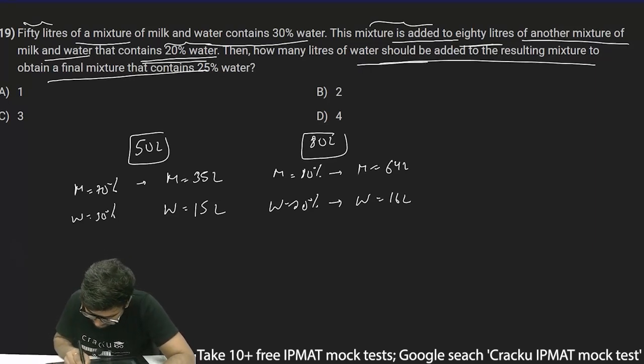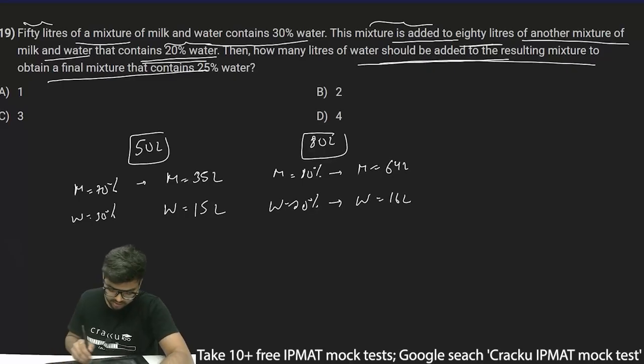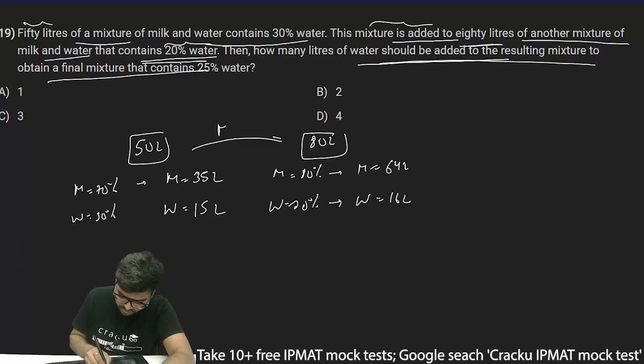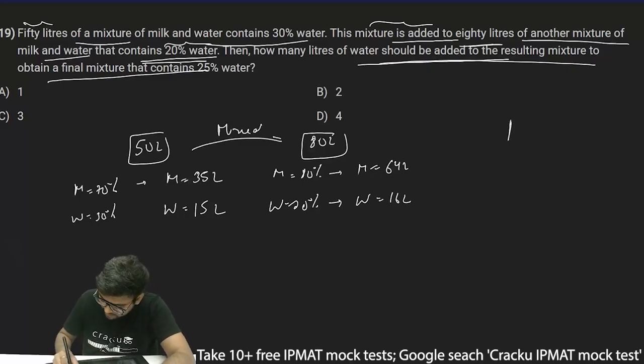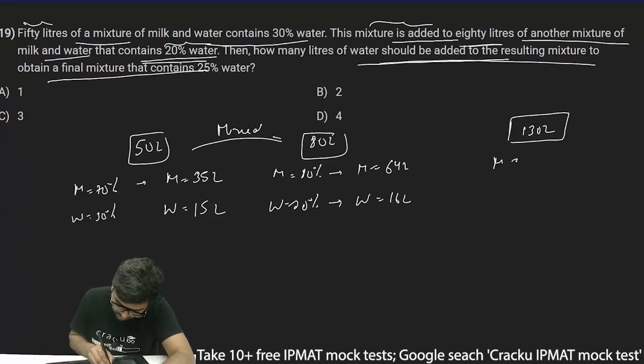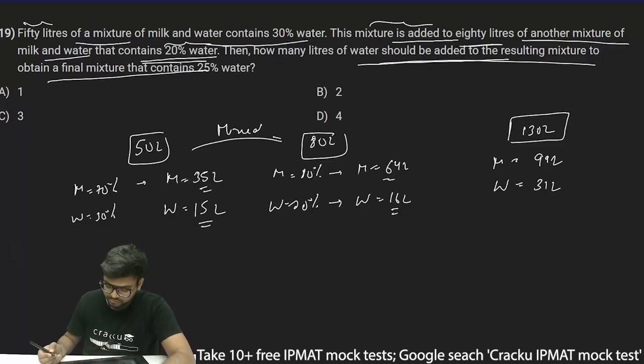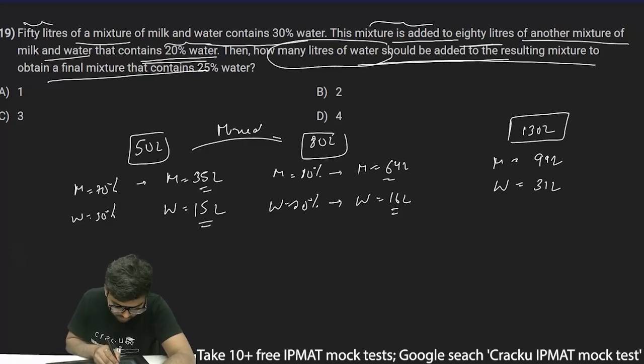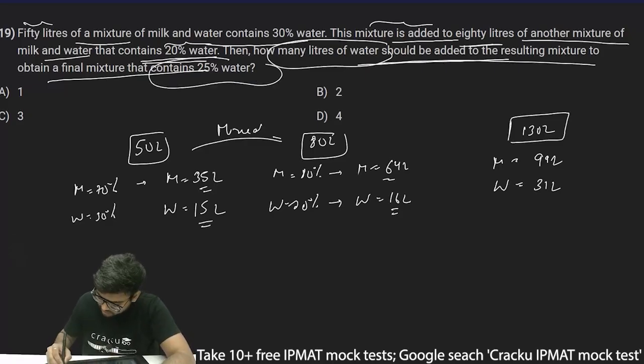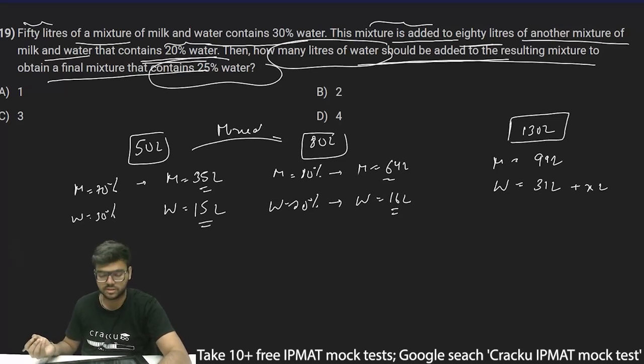Now it is asking how many liters of water should be added to the resultant mixture. Now both of these are mixed. So finally what we'll have is 130 liters of solution, which has milk equal to 35 plus 64, which is 99 liters, and water, which is 15 plus 16, which is 31 liters. Now it is asking how many liters of water should be added to the resultant mixture to obtain a final solution that contains 25% water. Let's say x liters of water is added to the solution.